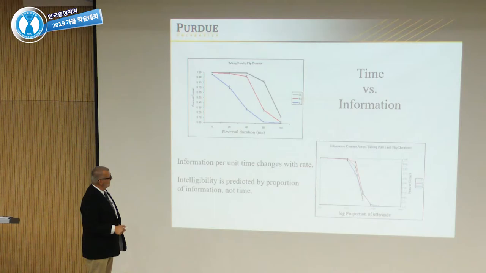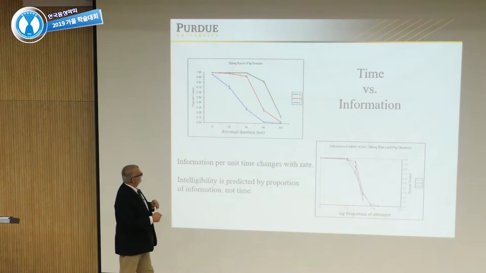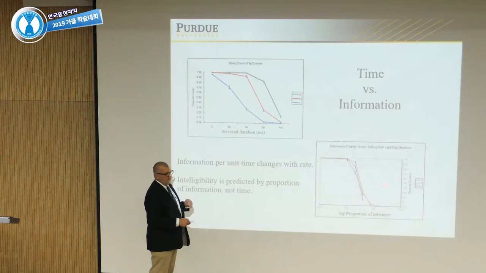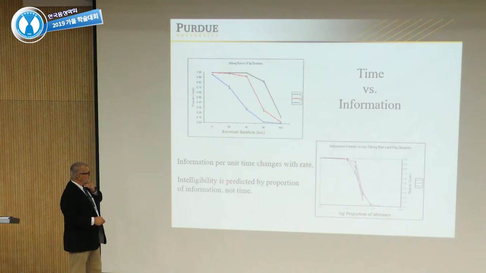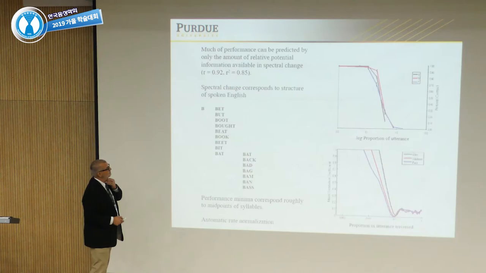My apologies. This is what happens if you take those data, these are still the human data, and map them on the proportion of the utterance instead of time. So if I take these data and ask what proportion of the utterance was flipped, now you see they all fall on the same curve. So the point is that information per unit time changes with rate, but intelligibility is predicted by the proportion of the information. It's not predicted by time.